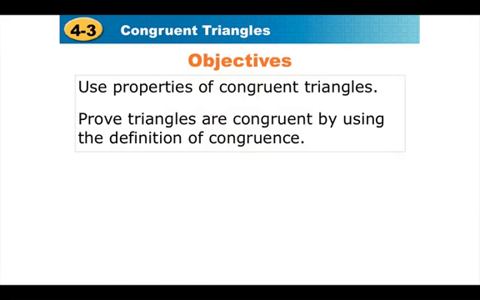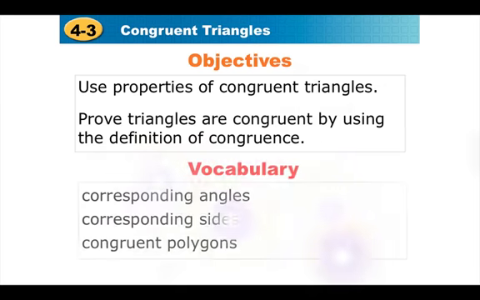This is section 4.3, congruent triangles. These are the objectives. Use properties of congruent triangles. Second one is prove triangles are congruent by using the definition of congruence. This is the vocabulary. You can pause, but I'm moving on.